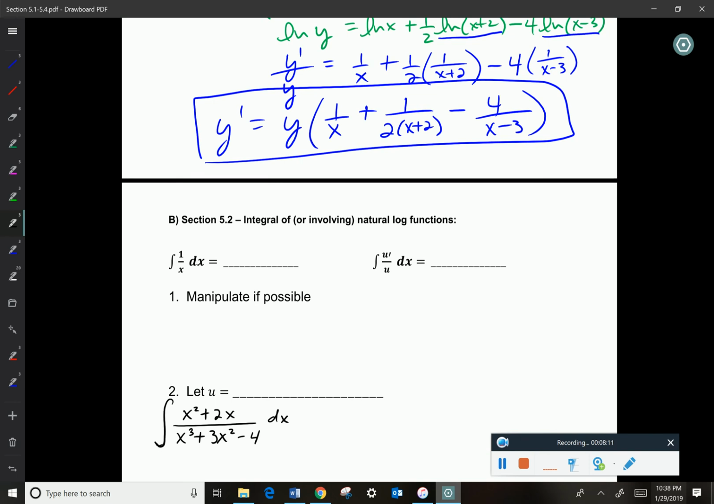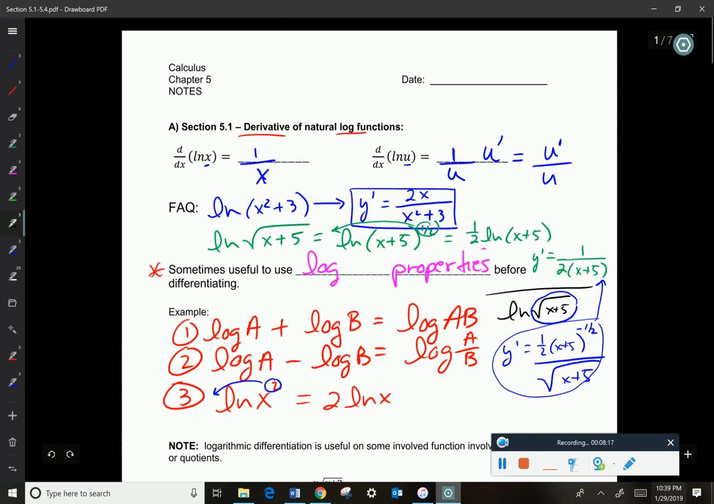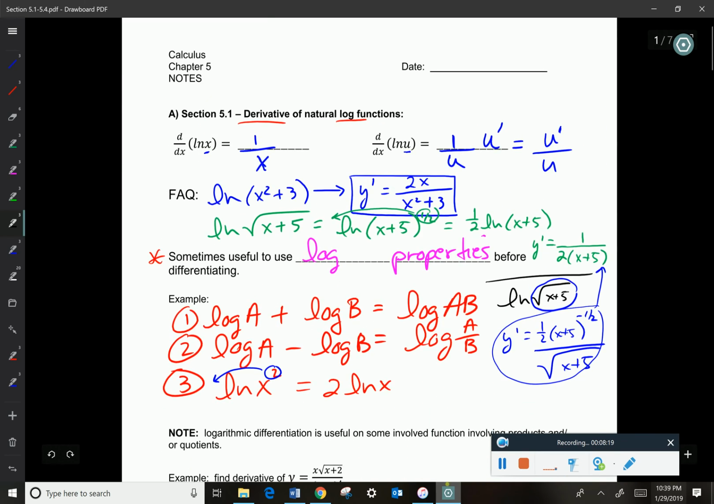So today is section 5.2, where we're doing the integral of 1 over x. Remember yesterday we said that the derivative of natural log is 1 over x. So if you go backwards, then today what we're saying is if you integrate 1 over x, it should take you back to natural log of x.